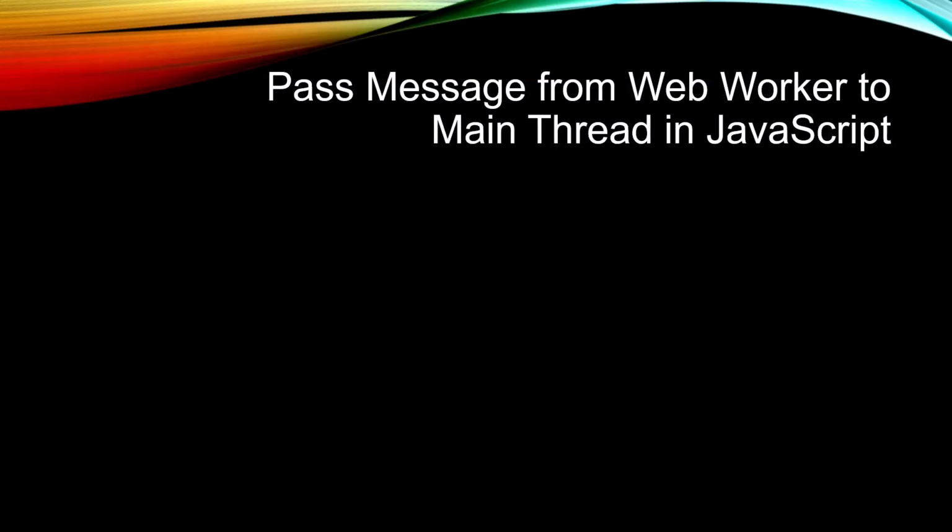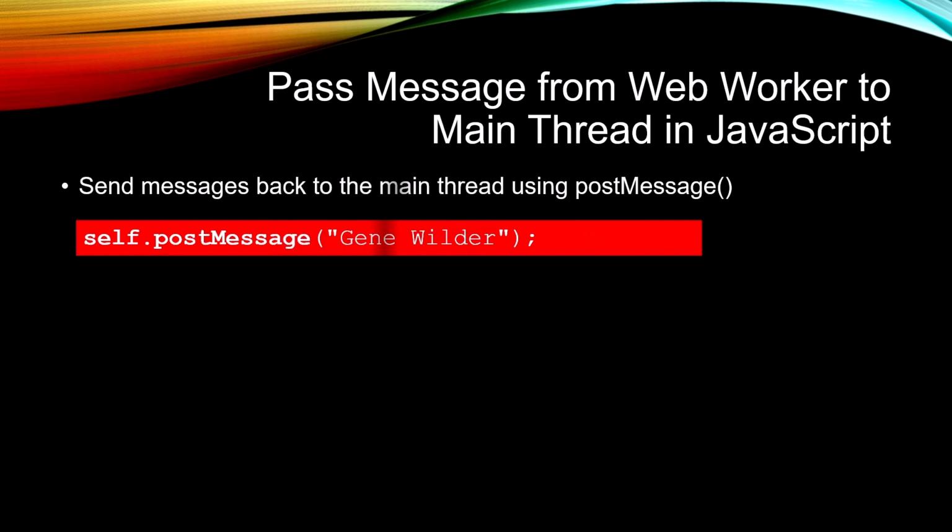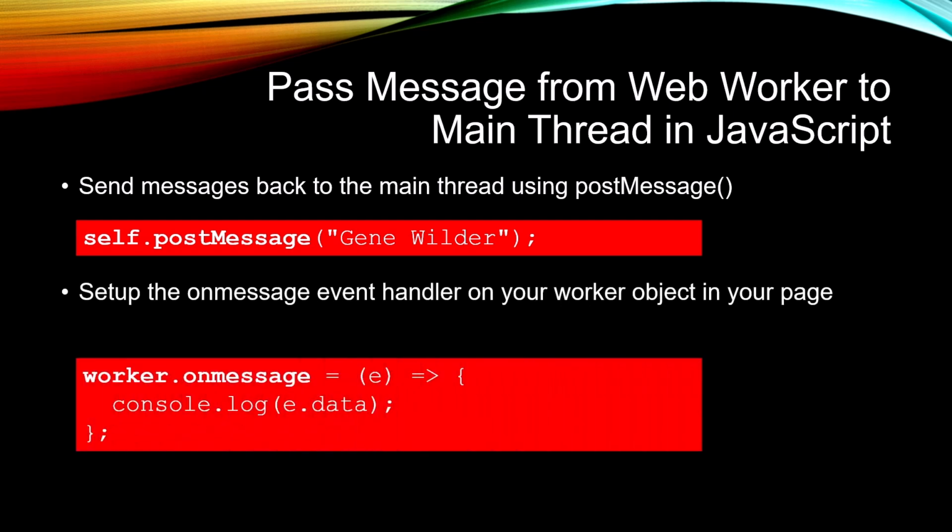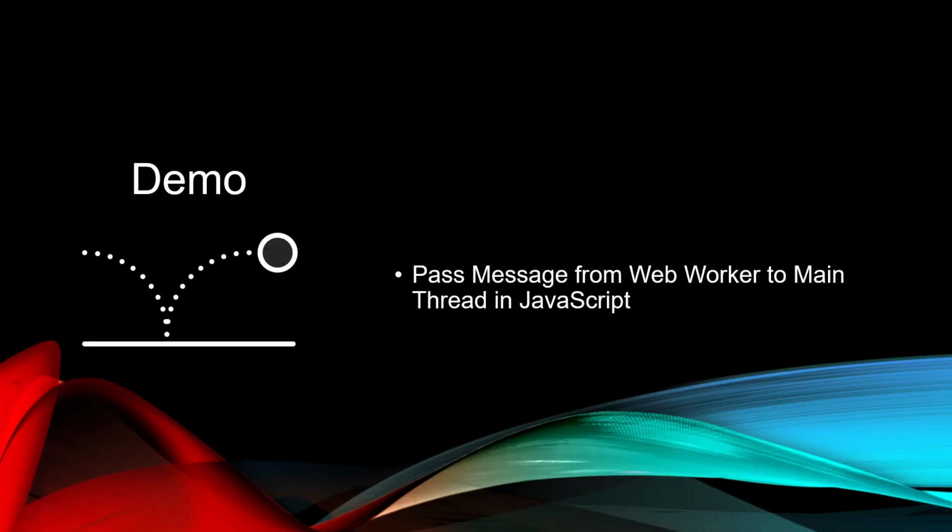Not only can we pass messages from the web page to the worker, we can also pass messages from the web worker to the main thread, and we do that by using the postMessage on that self object. So we're going to pass the message now from the web worker back to the page. So on the page, we need to set up the onMessage event handler on the worker object. And we'll again get a message event object passed to us on the page. Let's take a look at passing a message from the web worker to the main thread.